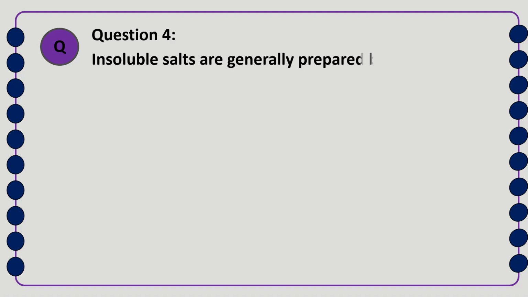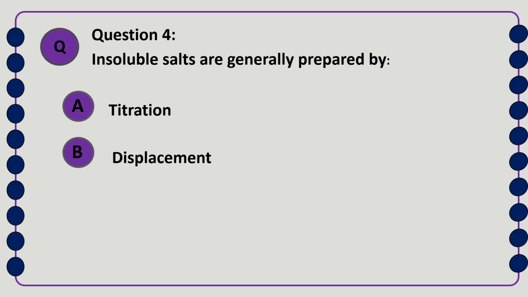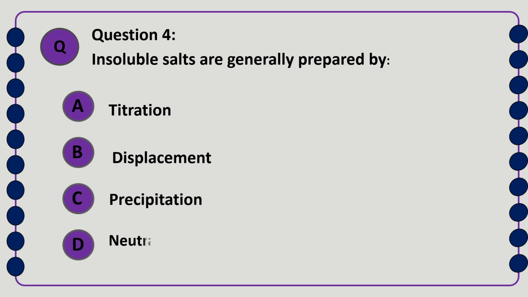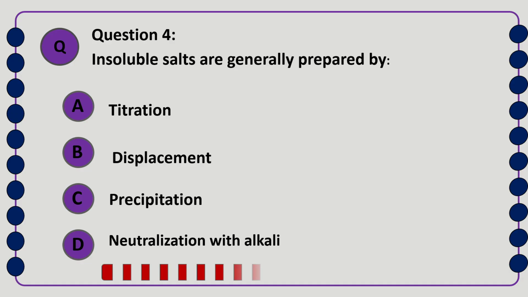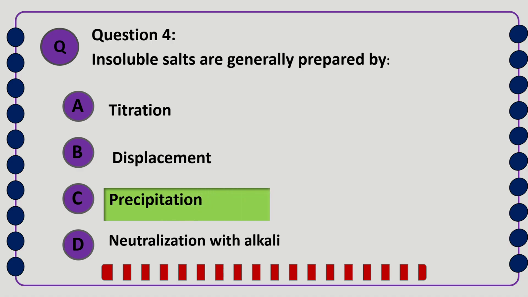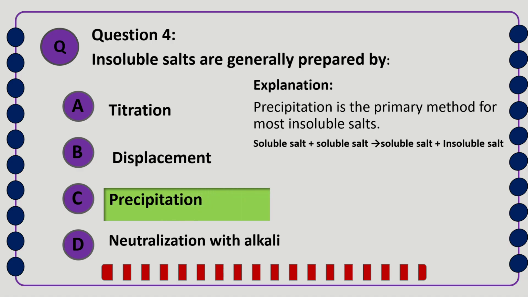Insoluble salts are generally prepared by. Now you have only learned about soluble salt. Let's see about insoluble salt also. The options are titration, displacement, precipitation, neutralization with alkali. The correct option is precipitation. If you recollect, this method was not mentioned in the previous question. So the explanation is precipitation is the primary method for most insoluble salts.